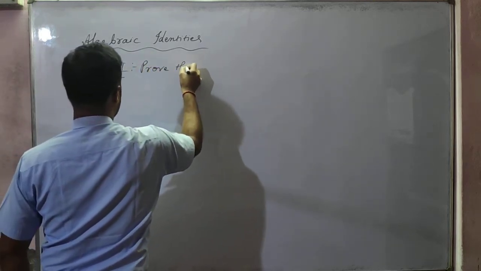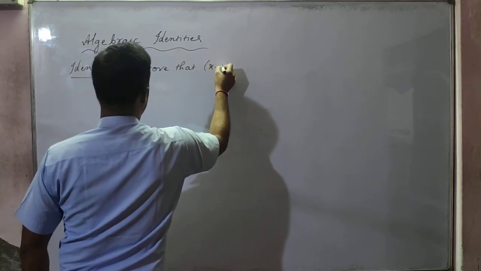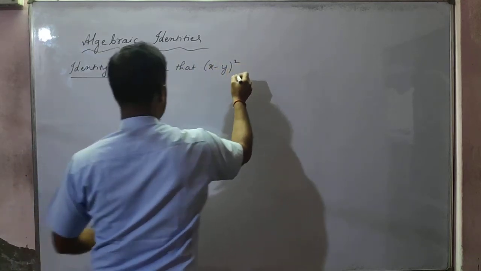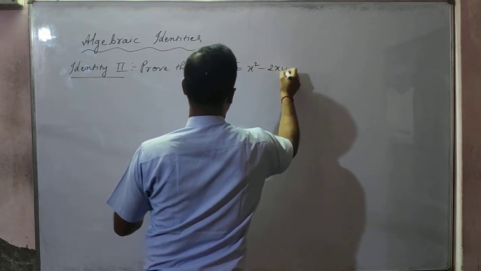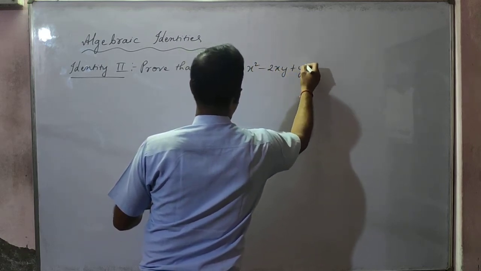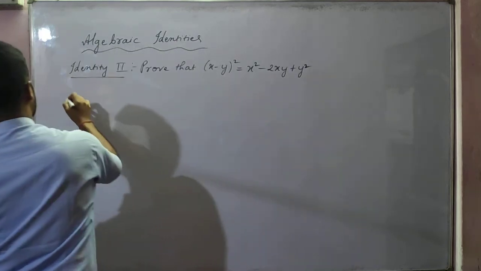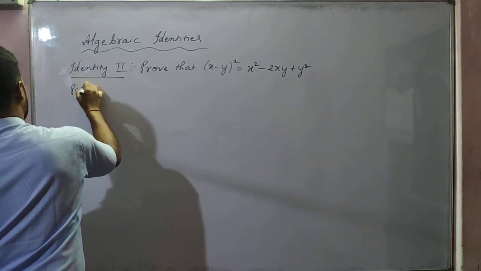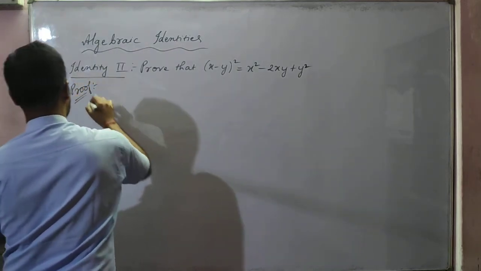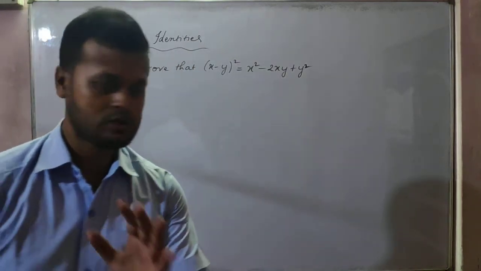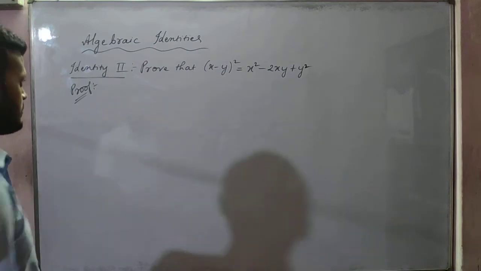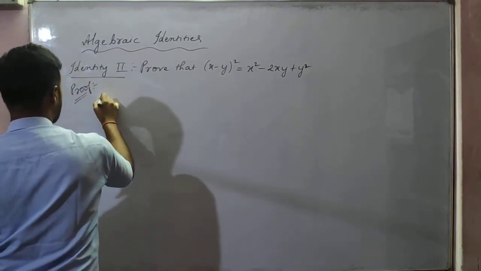Prove that x minus y whole square is equal to x square minus 2xy plus y square. Okay, we will take it as a proof. x minus y whole square is equal to x square minus 2xy plus y square. Let us take the left hand side.